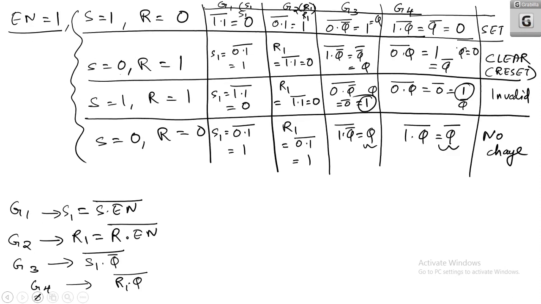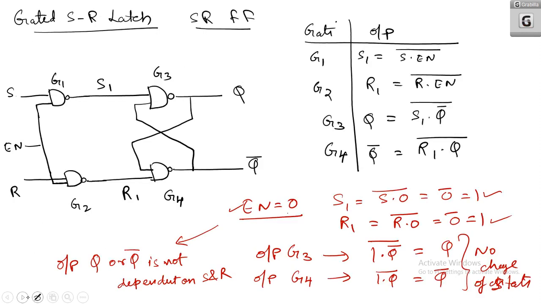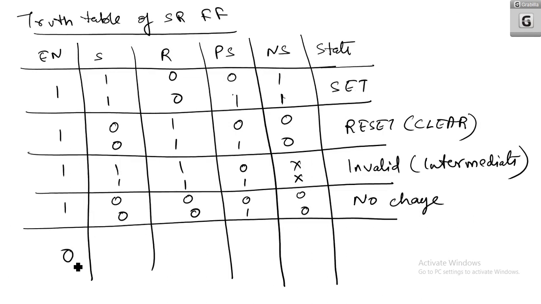Now when enable is equal to 0, what happens? Whatever is the value of S and R, there is no change of state. Here I am having the present state as 0 and 1. Whatever is the value of S and R, it will remain there. So here also you have no change. So that is the basic truth table of the SR flip-flop.